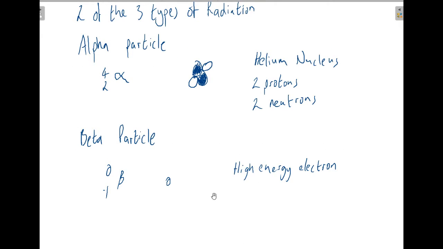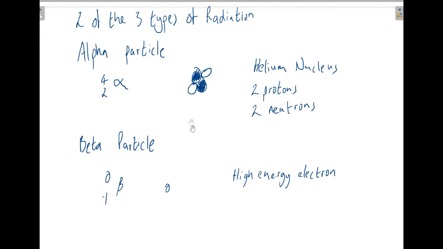Then there's 3 different types of radiation. There's the alpha particle, which is made up of 2 protons and 2 neutrons. So I've tried to draw the 2 protons and the 2 neutrons here. Now that's just a helium nucleus, and it's shown in this notation. So you've got the alpha symbol for an alpha particle.